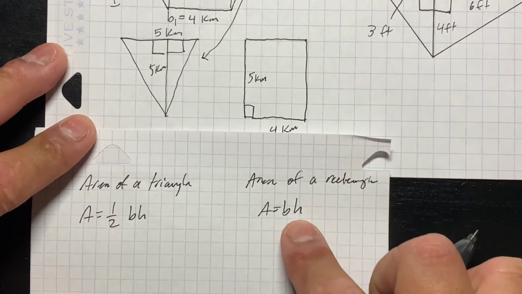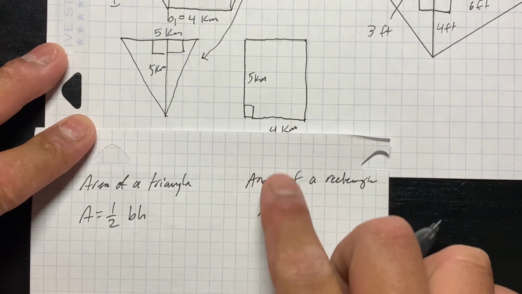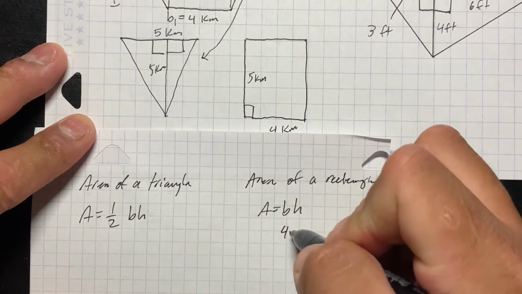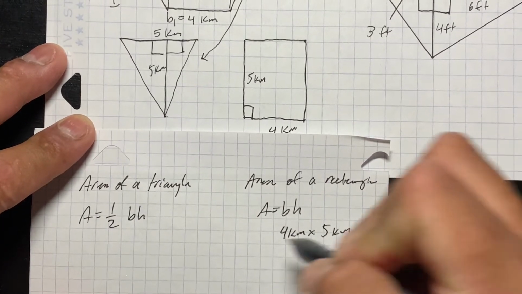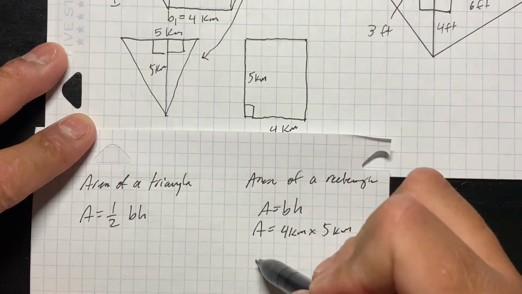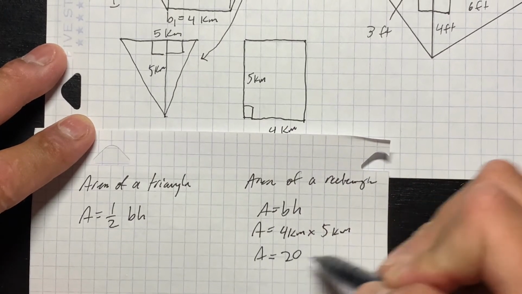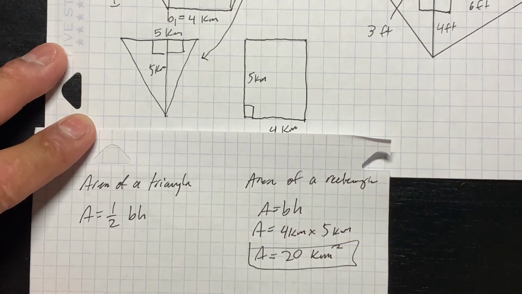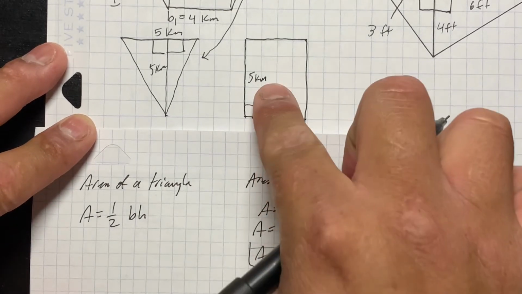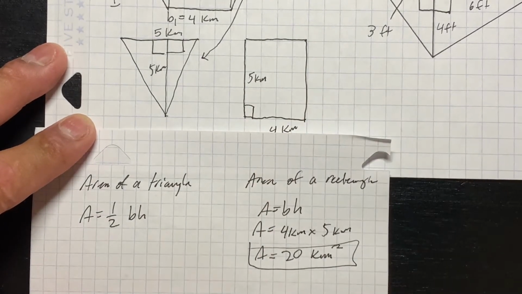So let's start with the area of a rectangle. So the base here is 4 kilometers times the height, 5 kilometers. So 4 times 5 is going to be 20 kilometers squared. All right, that's going to be the area for this rectangle, 20 kilometers squared.